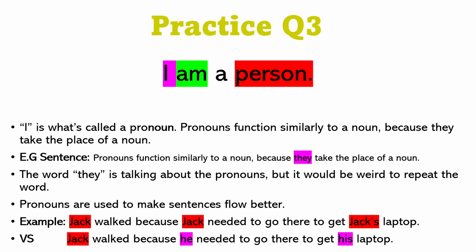So I've got another example sentence down the bottom. Jack walked because Jack needed to go there to get Jack's laptop. That is really weird to say because you're just saying Jack's name 3 times. Versus Jack walked because he needed to go there to get his laptop. That is more convenient to say because you can just use that pronoun he, his to convey the meaning without having to say the person's name multiple times. So yeah, that makes sentences flow better and you'll get used to them. They're quite easy and they're important as well. We're going to learn them soon.